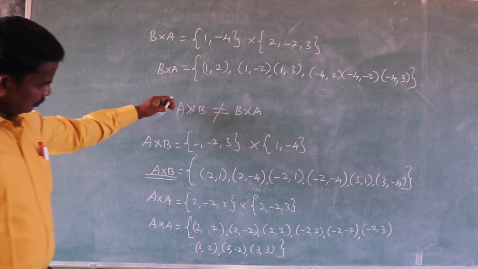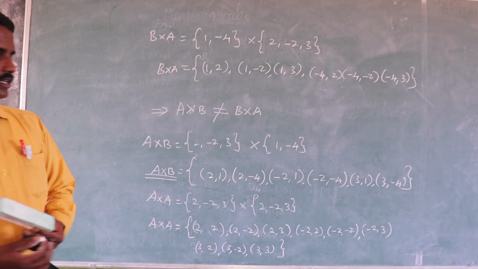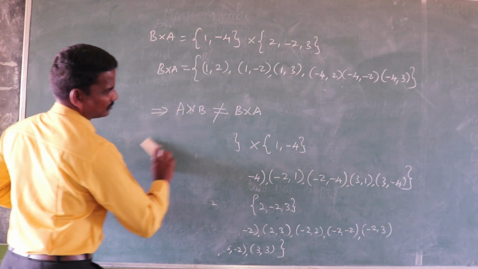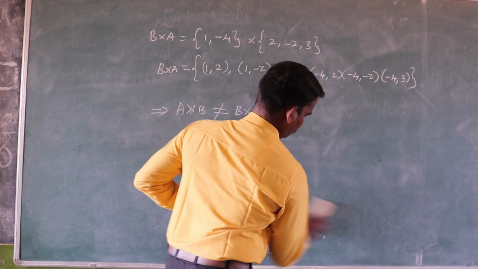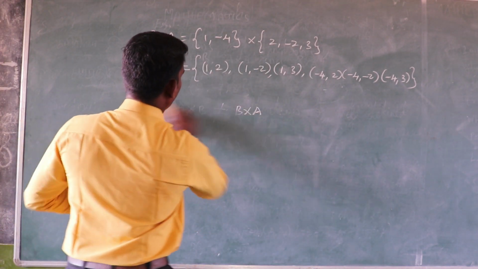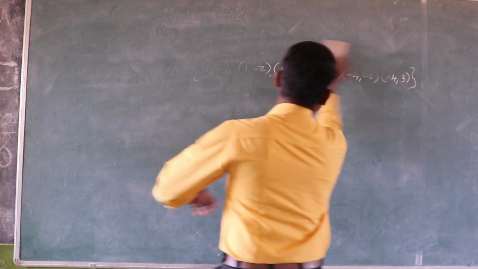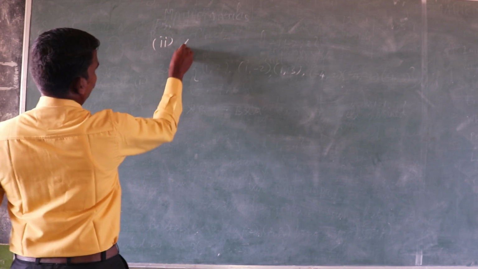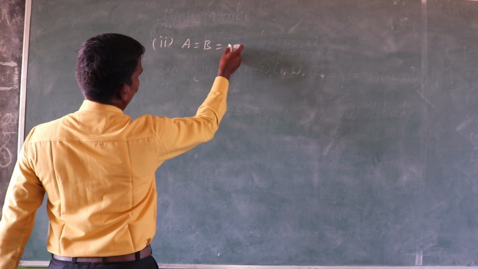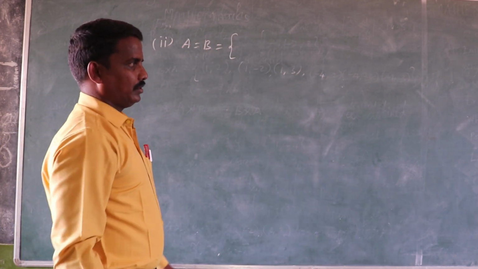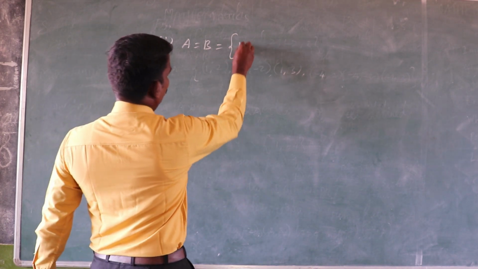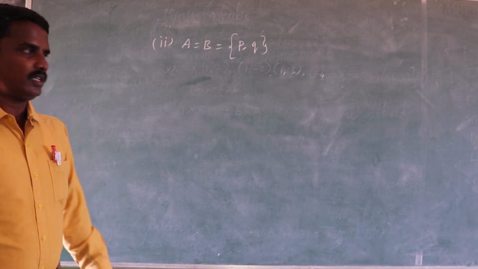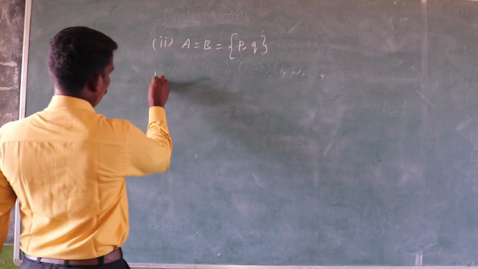You can do it like this. Some questions I have given here. The second point for this first question: it is given in the question that both the sets are equal, A equal to B, and that is equal to P comma Q. So you can write the answer for this one and then go to the next one, the third one.